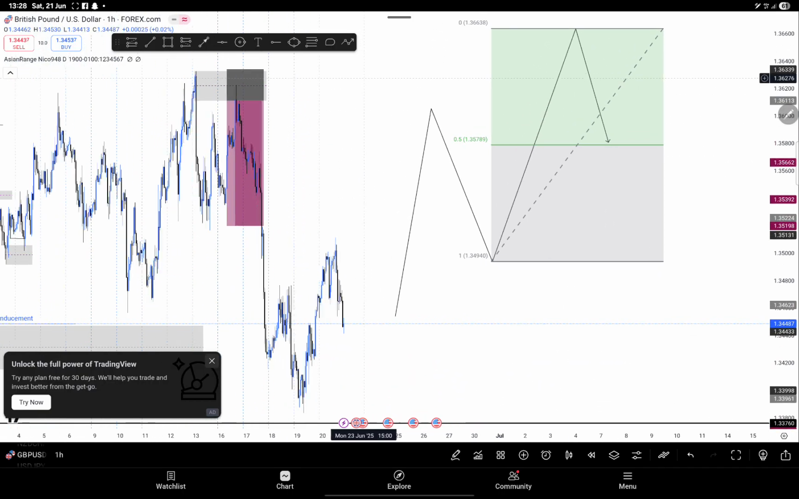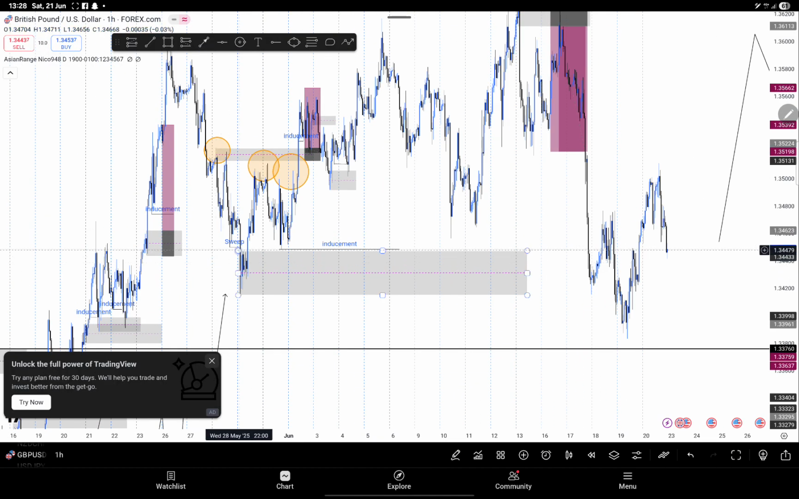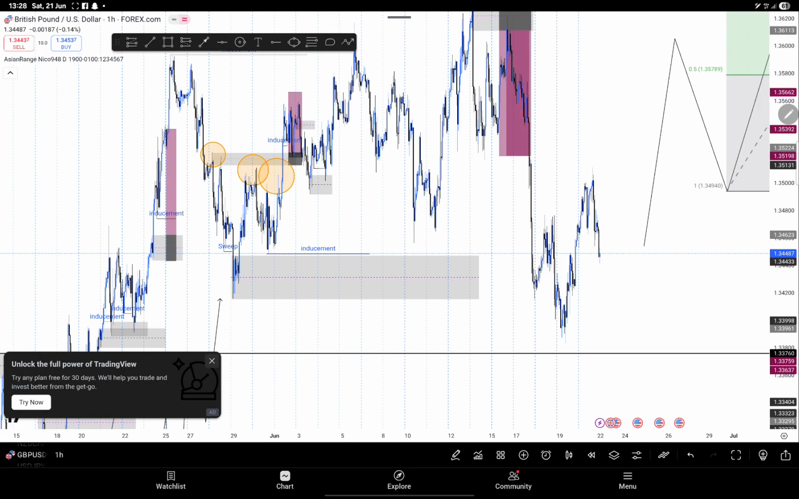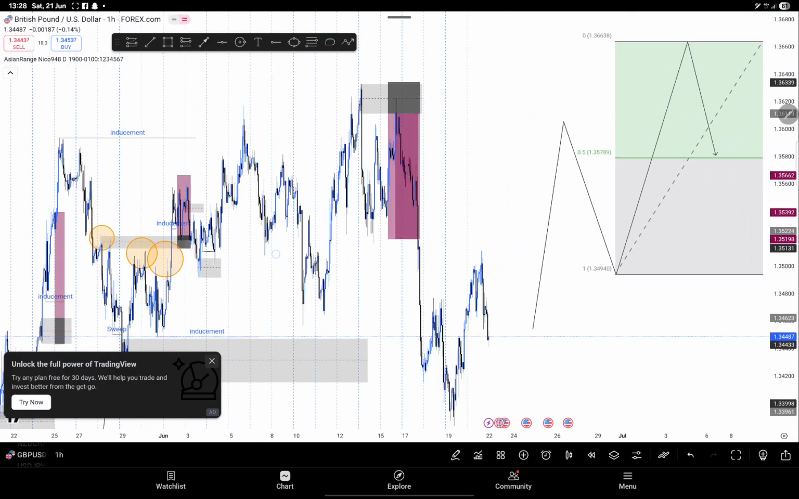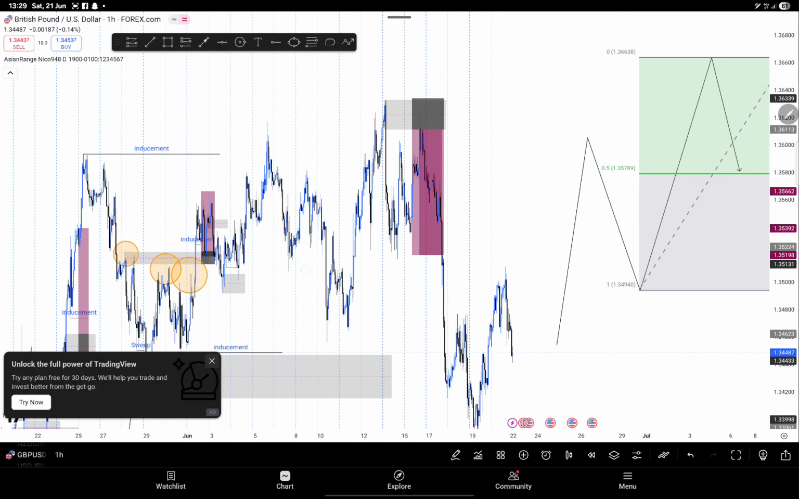Now, I originally had buy setups here on the 4 hour time frame. You can see the sweep and all this. This sweep is not valid, and even if it was valid, the buy setup was in the premium zone, and we don't buy at premium, we sell at premium. So what do I have to do?